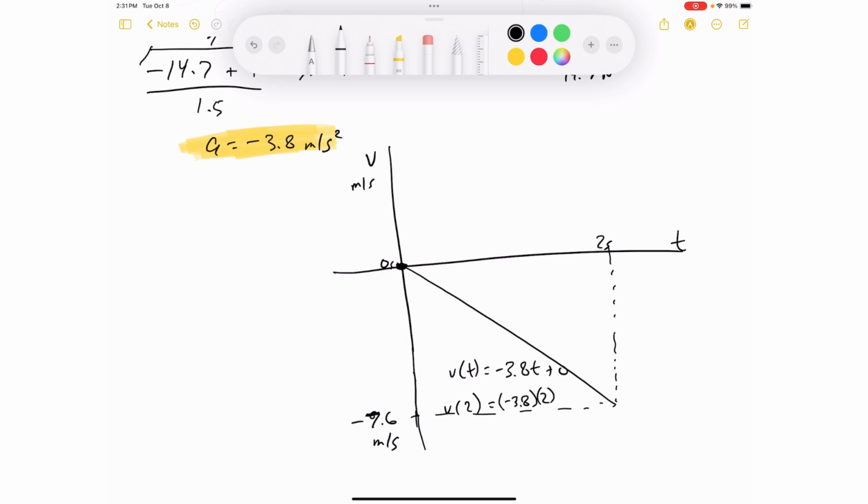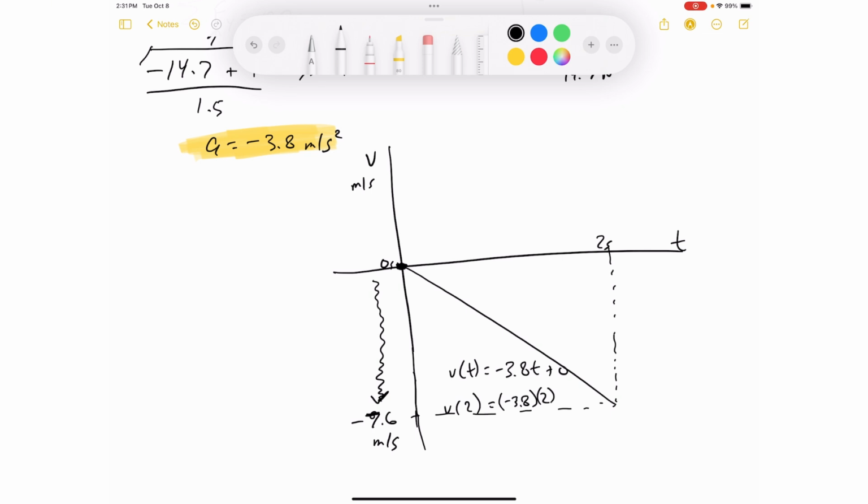And so then the question is, well, how far did it travel? So now I know it went for 2 seconds. It started at 0, and then went faster, and at 2 seconds it's now going 7.6 meters per second, down. The negative means it's going down. But how far did it travel in that period?